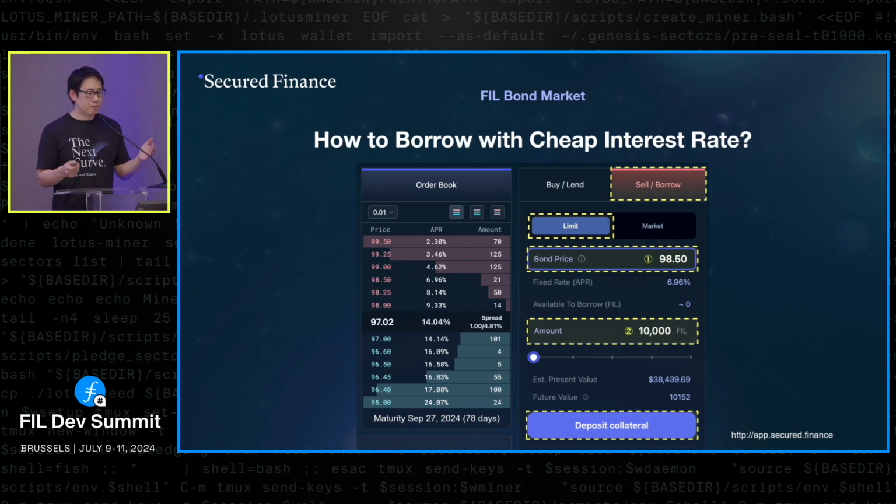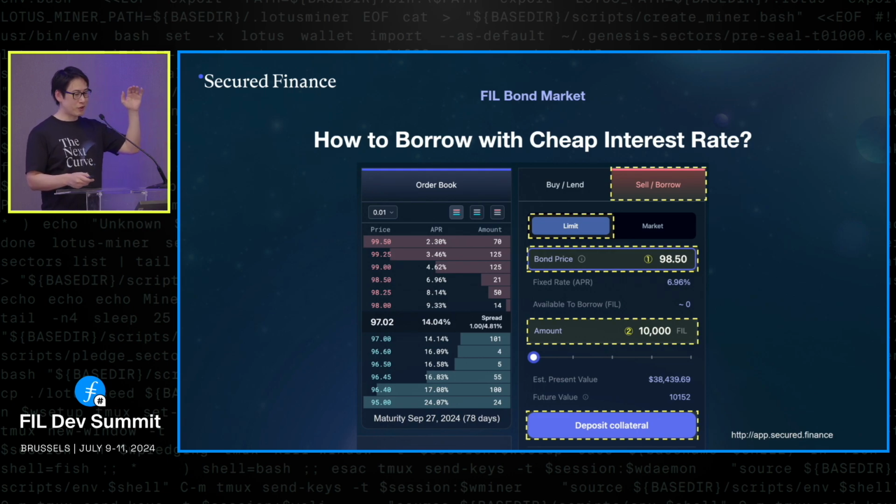And basically the process, here is our web application, just a snapshot, showing how to borrow with cheap interest rates. You want to borrow Filecoin with the cheapest interest rates. And then just go through from top to bottom. First, basically you have to deposit collateral first.